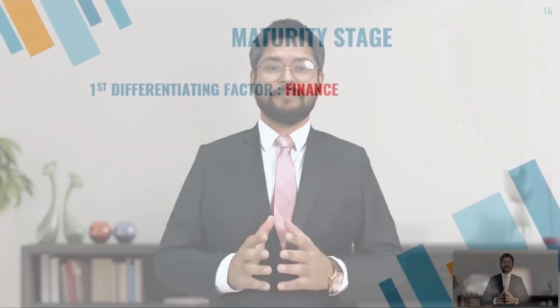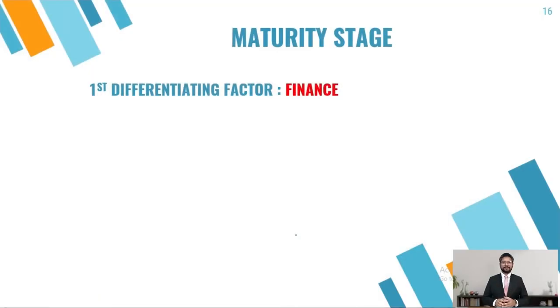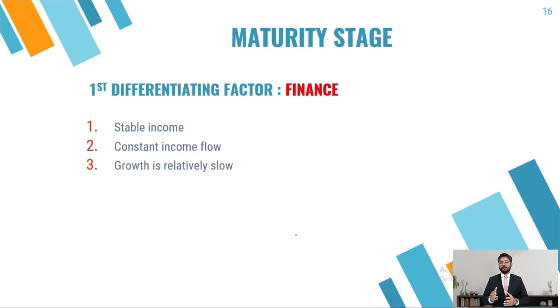Alright, so let's talk about the first discriminating factor, that is finance. In maturity, your finances are stable. There's constant income flow. The growth might be relatively slow, but the best thing is there are minimum or relatively less fluctuations as compared to the growth stage.